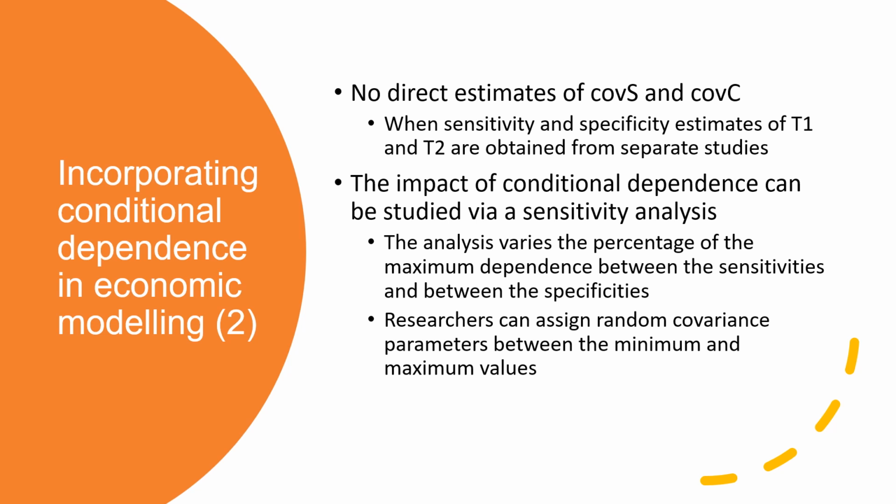When sensitivity and specificity estimates of two tests are obtained from separate studies, the covariance cannot be determined. However, for various reasons, we may expect that the two tests are not independent. In this condition, researchers can assign the covariance and evaluate the impact of conditional dependence in a sensitivity analysis.